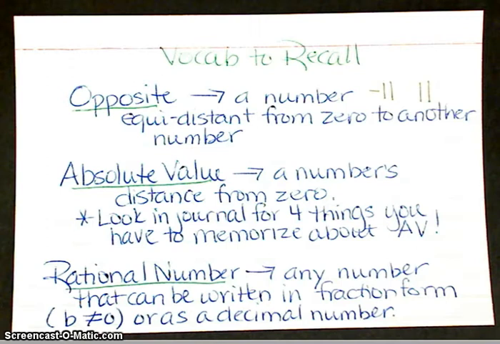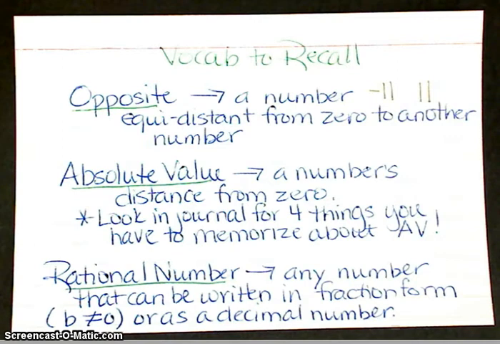Now the next word is absolute value. The absolute value of a number is a number's distance from 0. Remember, there are 4 things that I told you needed to memorize about absolute value. If you have forgotten them, go back and watch the absolute value video. But also you can look in your journal for the 4 things that you need to memorize.